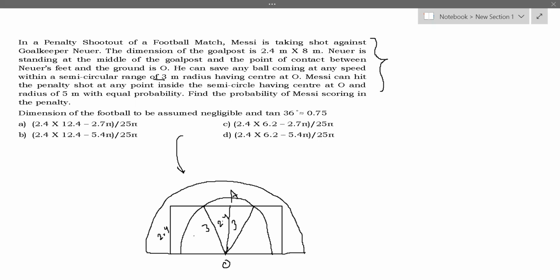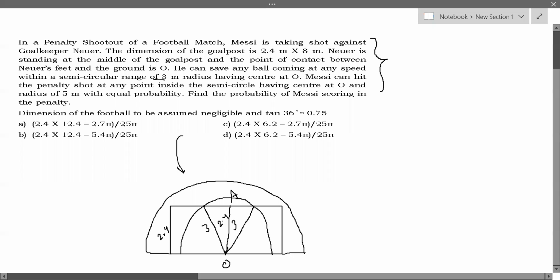Now, the problem says that there is a rectangular bar post. The height of the bar post is 2.4. The length is 8. Now, typically, this is the semicircular area which the goalkeeper can protect, and anything which is outside this within the bar post cannot be protected by the goalkeeper.